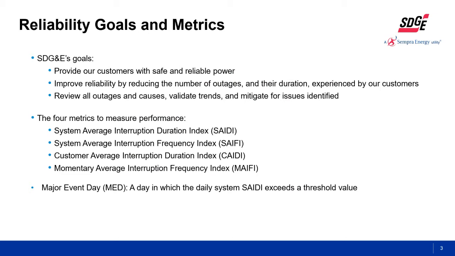And finally, we have the Momentary Average Interruption Frequency Index, or the MAIFI, and the MAIFI is the average number of momentary outages. You'll remember I said momentary outages are outages of less than 5 minutes in duration. They might be just a fraction of a second. They might be 2 or 3 minutes, while some automated switching is working to restore service, things of that nature. Anything less than 5 minutes is considered a momentary outage.